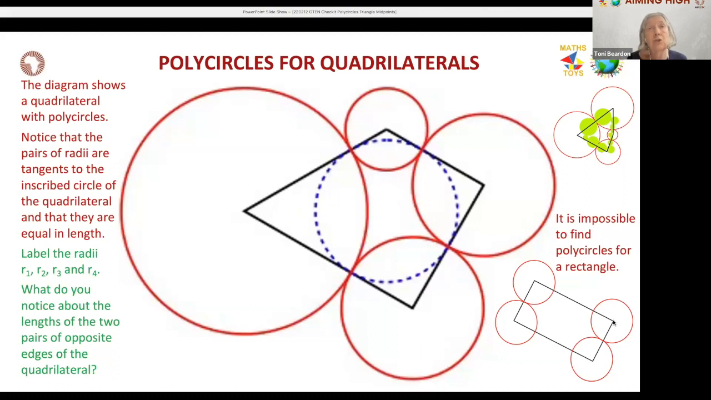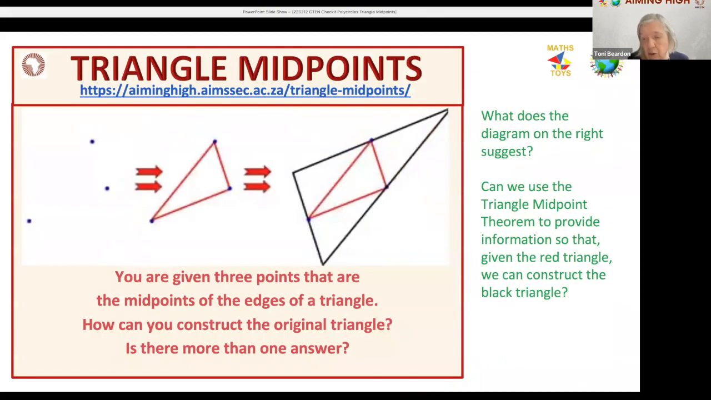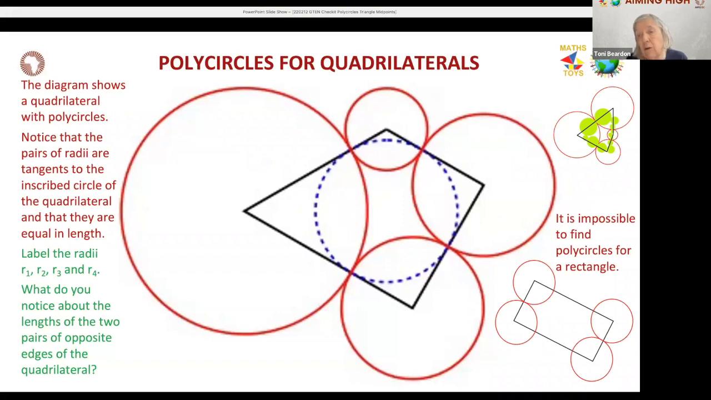So it works for a square. That's perfectly fine. You can start with a square, but you can't start with a rectangle. And so it's not always true that you can find a solution given any polygon. So given a rectangle, you can't find a solution.